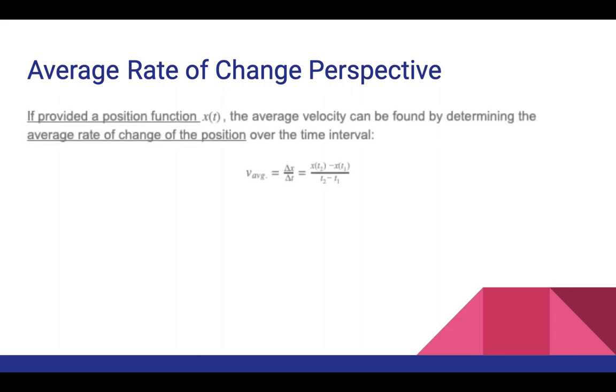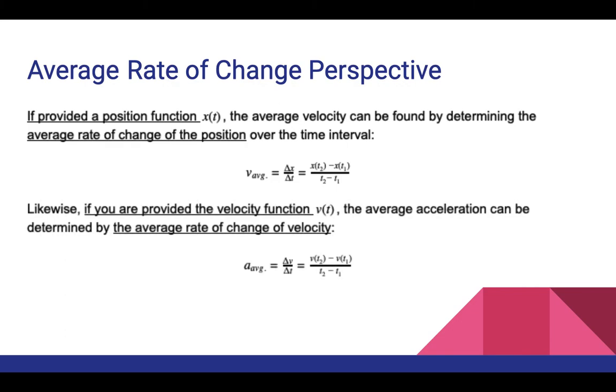So from the perspective of average rate of change, okay? If we are provided a position function x of t and we're asked to calculate the average velocity, remember that average velocity can be calculated as the average rate of change of your position function. Likewise, if we are asked to calculate the average acceleration and we're given a velocity function, we can calculate the average acceleration by figuring out the average rate of change of our velocity function.